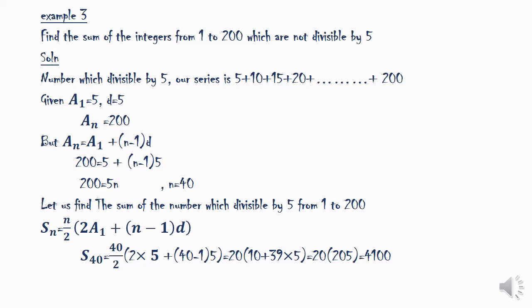Kwa hiyo hiyo ni sum. The sum of all numbers which are divisible by 5 is equal to 4100. Kwa namba zote zinazogawanyika kwa 5, jumla yao ni 4100. Hiyo tushaipata namba ambazo zinagawanyika kwa 5. Kinachofuata is to find the sum of all integers from 1 up to 200. Kinachofuata tunatafuta jumla ya namba zote kuanzia 1 hadi 200.